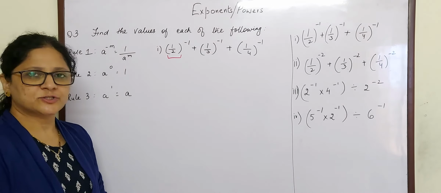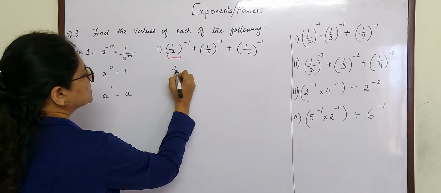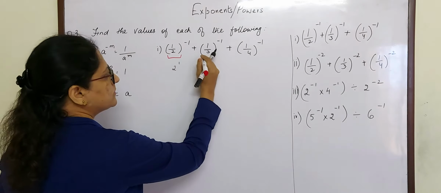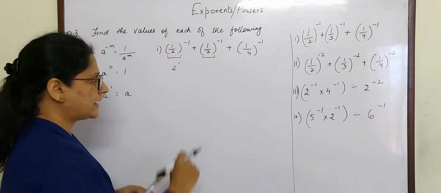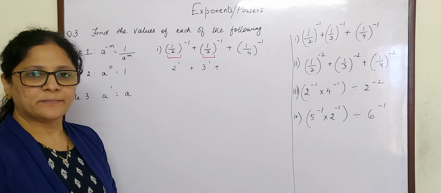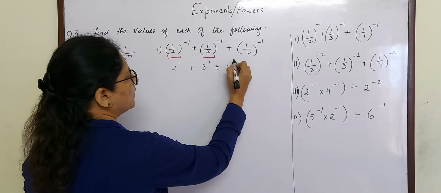What is (1/2)^-1? Right, it is 2^1. Next, what is (1/3)^-1? Right, it is 3^1. Plus, what is (1/4)^-1? Yes, it is 4^1.